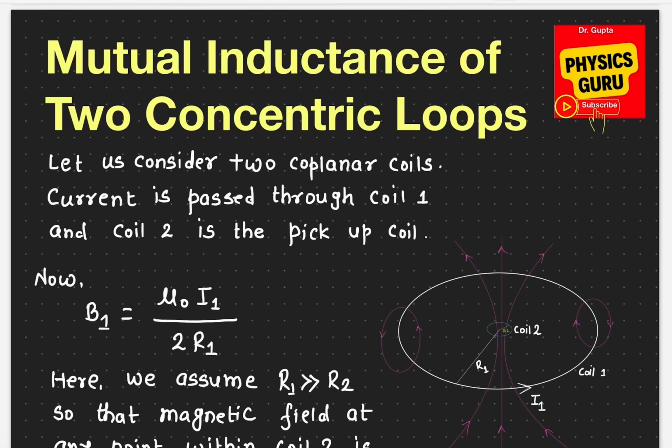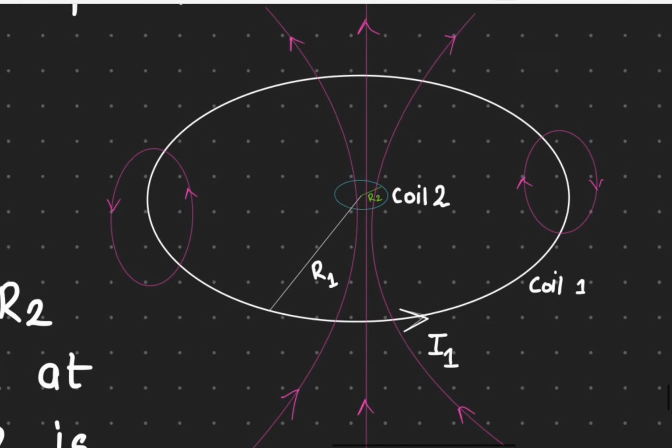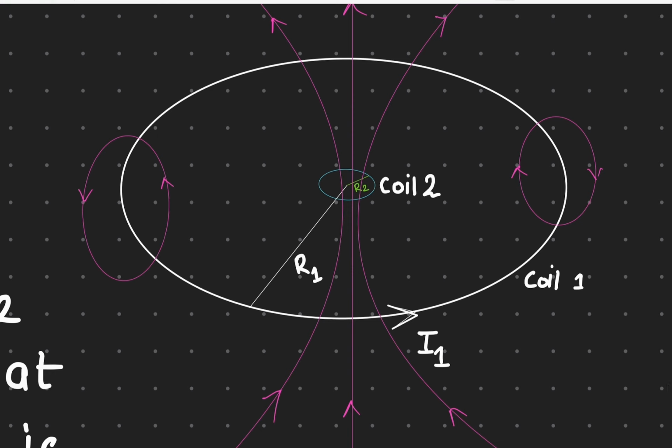Here we're going to find out the mutual inductance of two coplanar coils, or two concentric loops. So let's try to understand the situation first. We have one large coil, and the current is passing through this coil, and this is again an oscillating current, that is, a changing current.